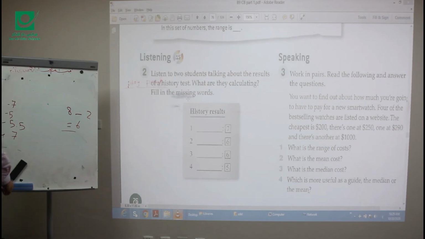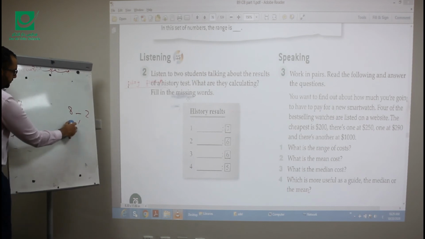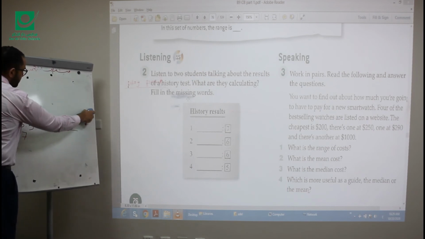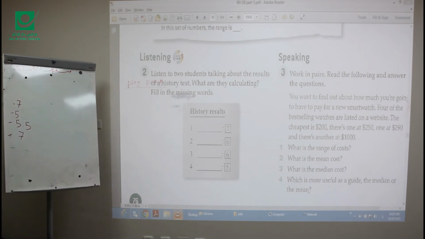For box 4, what's the most common mark? The mark most people got. Well, that's 5. There were 7 people who got 5 marks. Okay, so that's the last box. 5. Now let's do the results for geography.